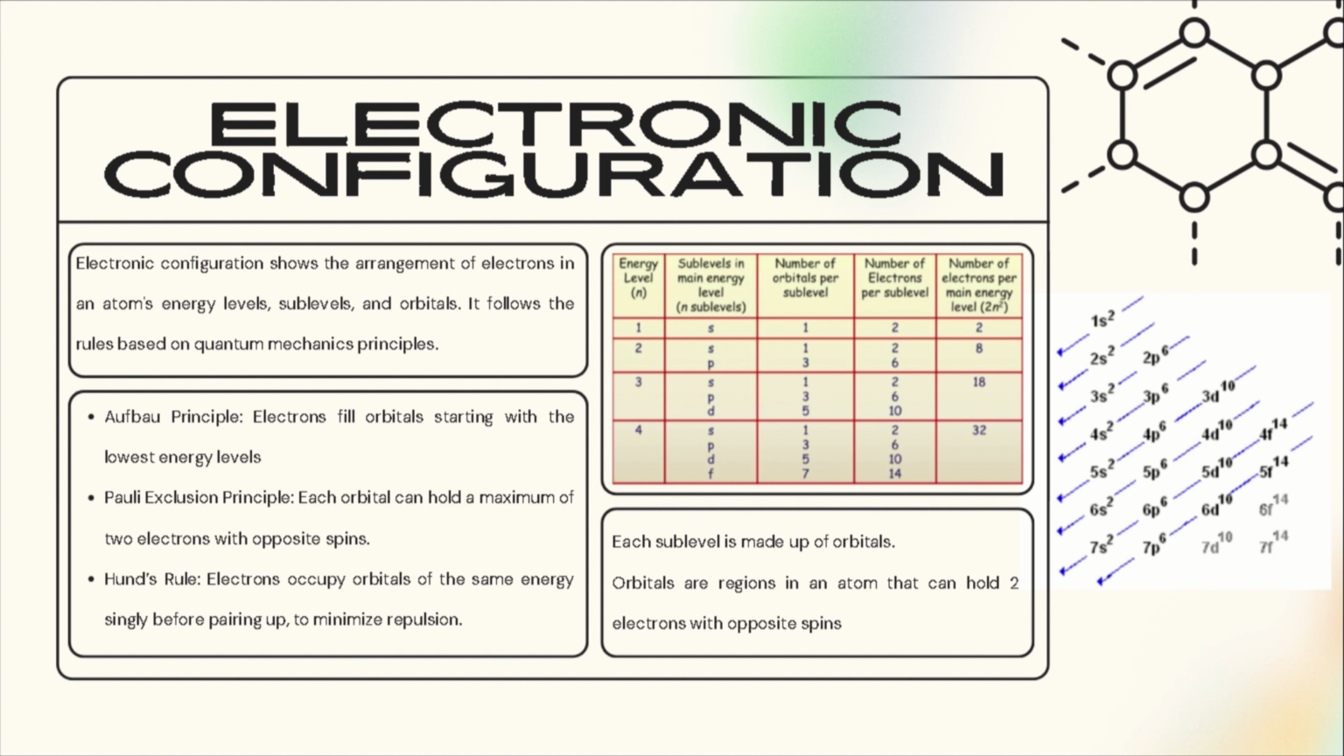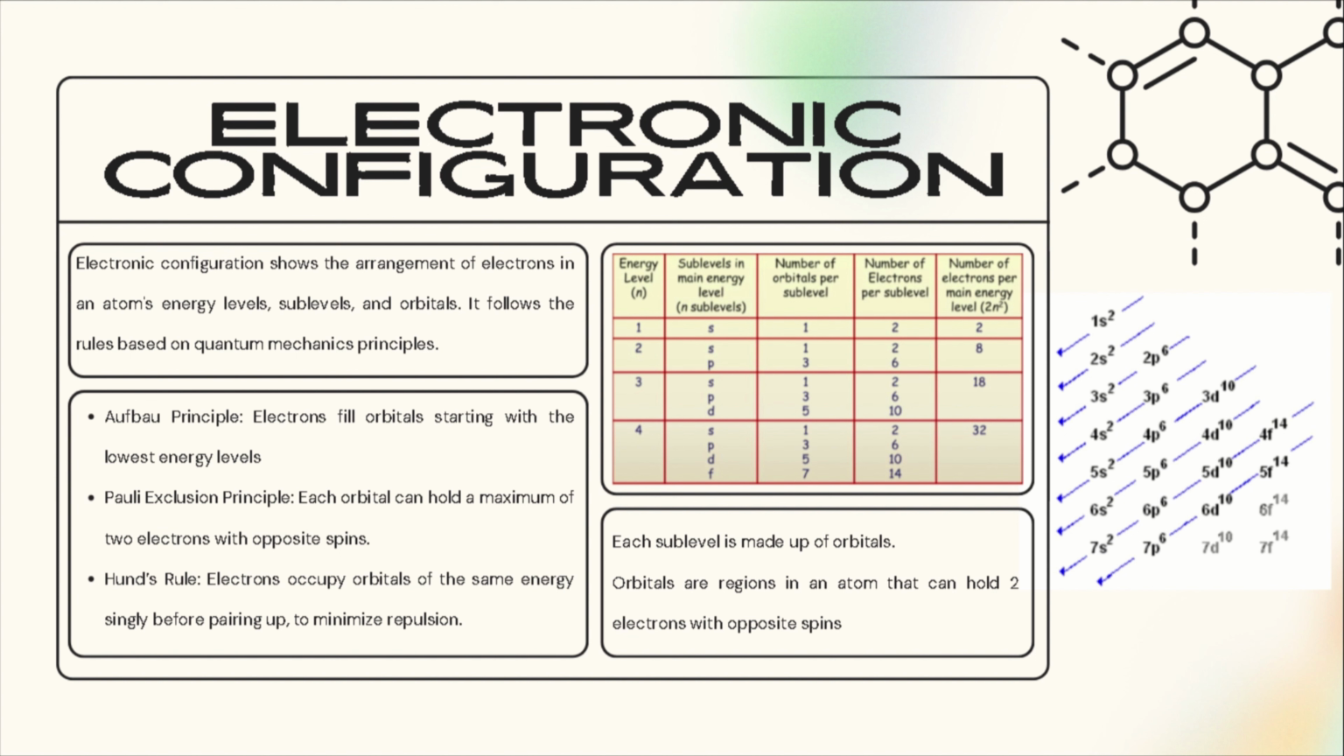So we have 3 principles: Aufbau principle, which says electrons fill orbitals starting with the lowest energy level. Then Pauli exclusion principle. Pauli exclusion says each orbital can hold a maximum of 2 electrons with opposite spins. And Hund's rule: electrons occupy orbitals of the same energy singly before pairing up to minimize repulsion. I'll be explaining these further.